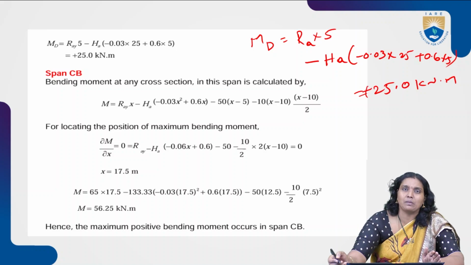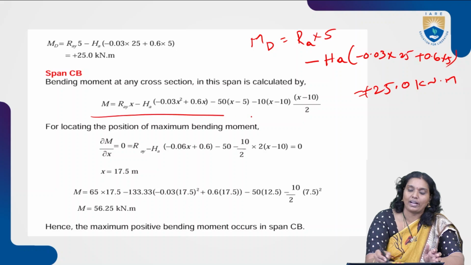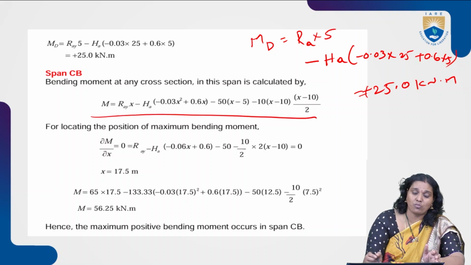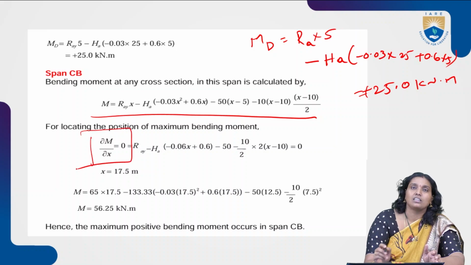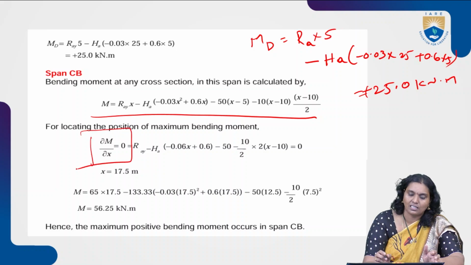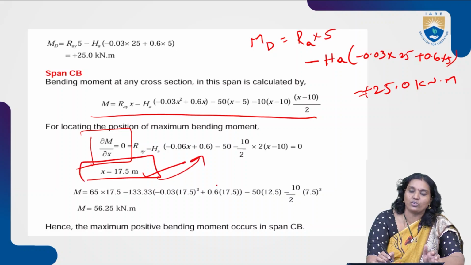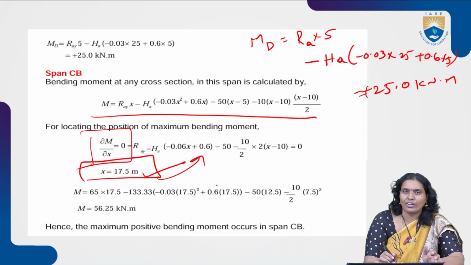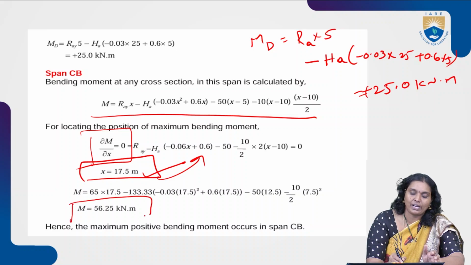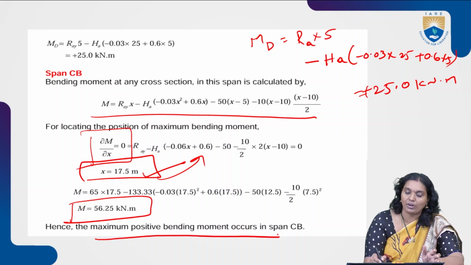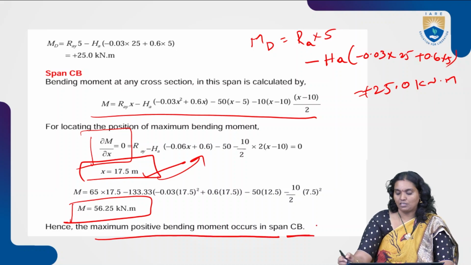For the span CB, from the figure, whenever the bending moment at any cross section in the span is calculated by the moment, to locate the position of the maximum bending moment we consider differentiation with respect to x, and we get this x value. Again we substitute this x value into the equation and finally we get the bending moment after all the calculations. So here the maximum positive bending moment occurs in the span CB.